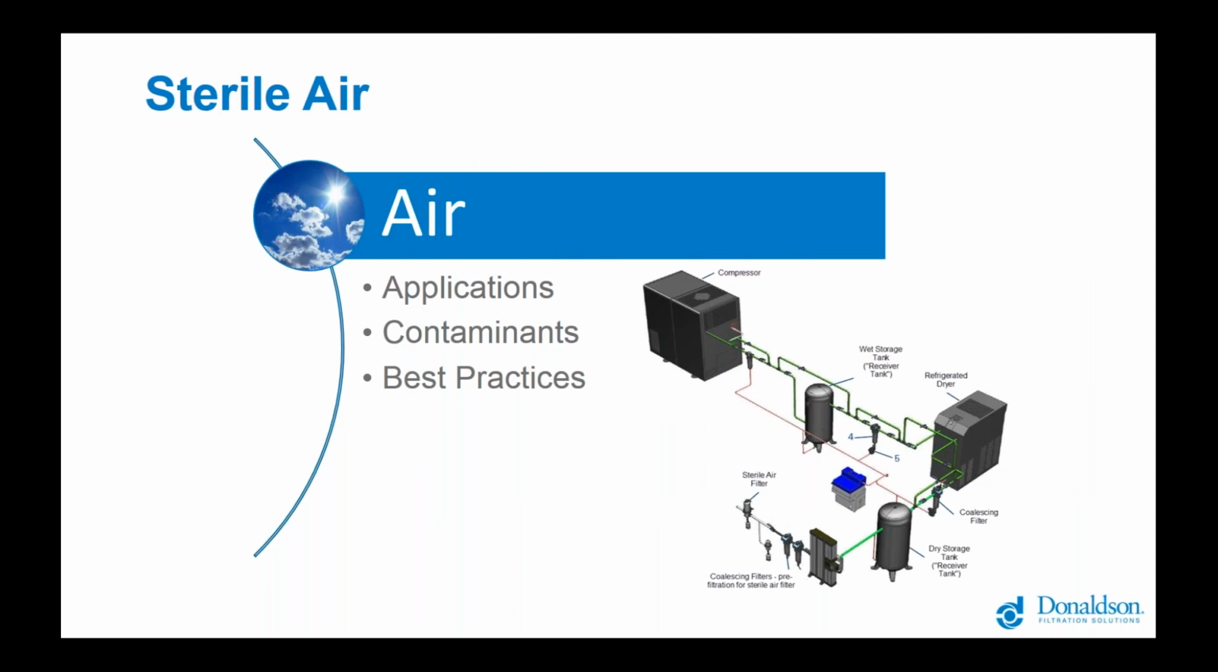So compressed air is the next utility I'll address. As you can see from the system diagram that's on this slide, there's several more components in this system than there are in the culinary steam system. And that's really because the array of contaminants in a compressed air system are quite a lot more diverse than in the steam system.